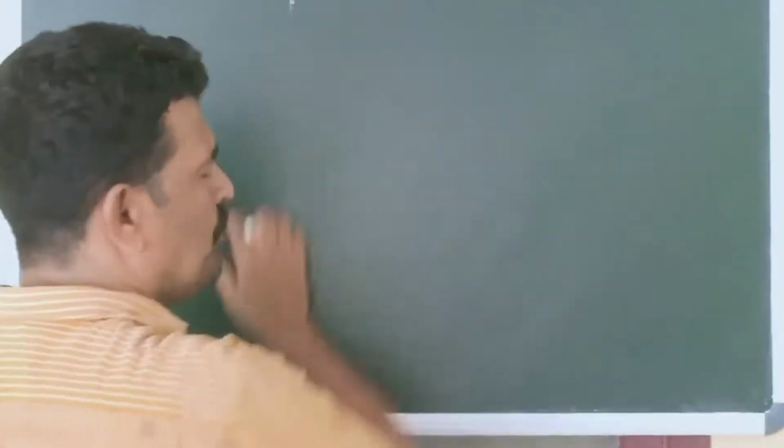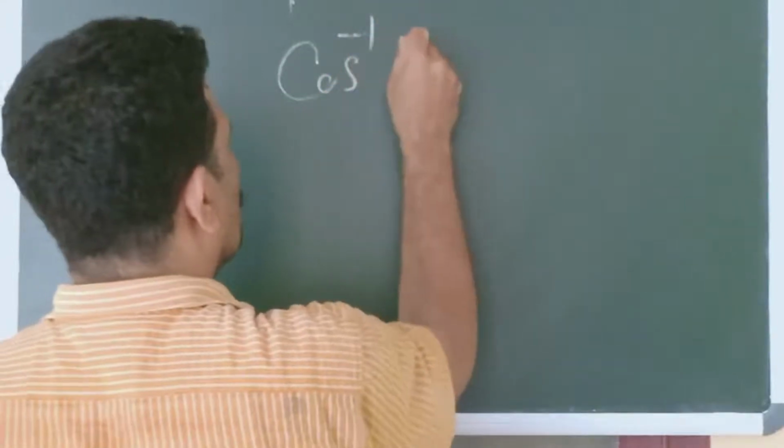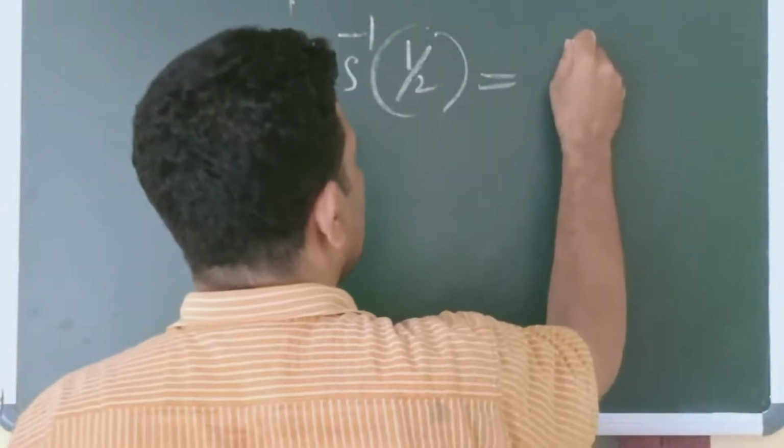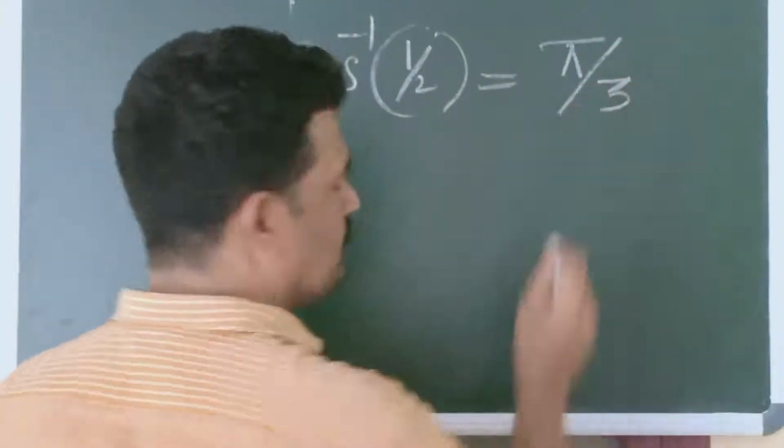Now we can take the fifth question, that is cos inverse of 1 by 2. Here again we can write the answer directly from the table, that is pi by 3.